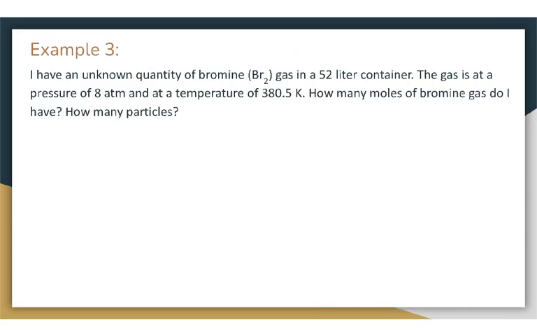All right, last problem. Feel free to pause this and go through this problem if you want to try it on your own. It's another two-step problem. I have an unknown quantity of bromine. So unknown quantity, that means we're asking for how much. That's our moles, n, in a 52-liter container, that's our volume. The gas is at a pressure of 8 atm and a temperature of 380.5 Kelvin. How many moles of bromine gas do I have and how many particles?